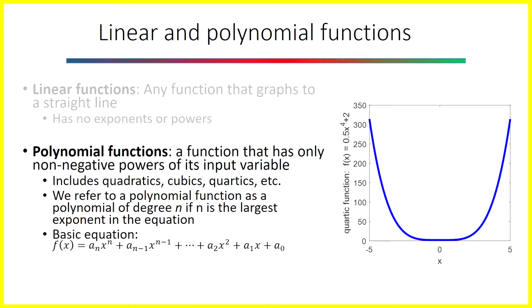The basic equation for a polynomial is shown at the bottom. f of x equals a_n times x to the n plus a_(n-1) times x to the n minus 1 plus ... depending on how large n is, plus a_2 times x squared plus a_1 times x plus a_0. The letters a are all referred to as the coefficients of the polynomial. Note that we would refer to this function as an nth degree polynomial because n is the largest exponent in the polynomial. For instance, if n was 7, we would be raising x to the 7th power, and it would be a 7th degree polynomial.